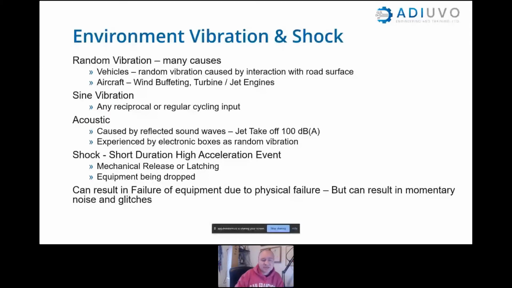One of the key things that we'll see as well is shock. Now, slightly different to vibration, shock is a short duration, high acceleration event. You can think of that as a mechanical release or latching, say, a missile being dropped off a payload, or somebody accidentally dropping the system. Typically, you think that these are going to give us an impact that will result in physical failure. But actually, that's not always necessarily the case.